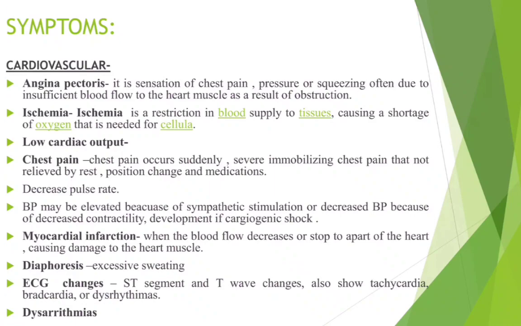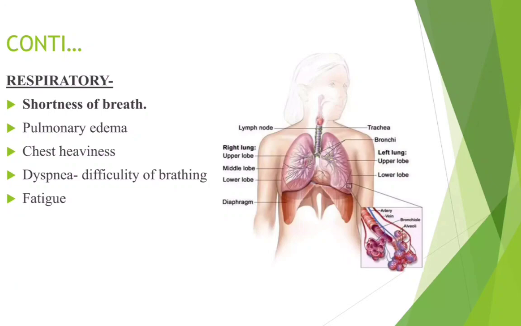Because there is a decreased blood supply, there will be ischemia, which ultimately leads to damage of the cardiac muscles. Chest pain may occur suddenly, be severe and immobilizing, and it may be relieved by rest or not relieved by rest, position change, and medications. BP may be elevated because of sympathetic stimulation, or decreased because of decreased continuity.